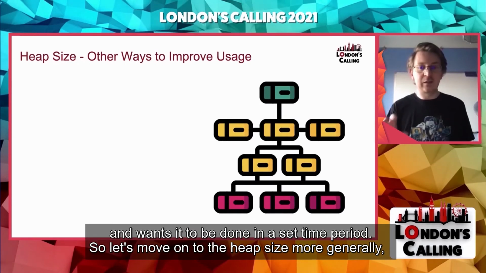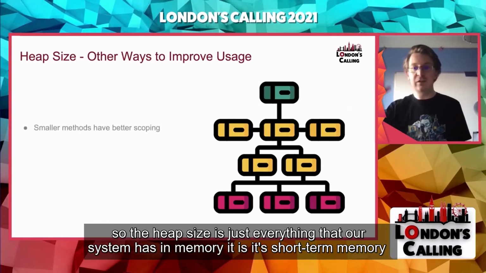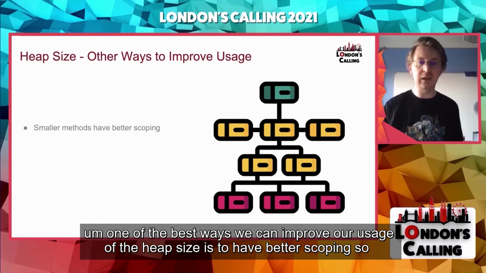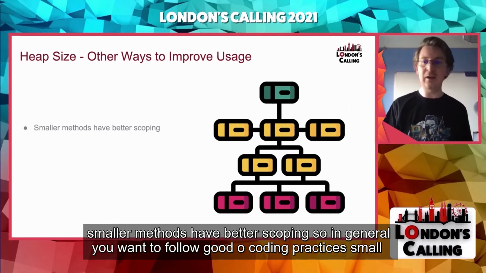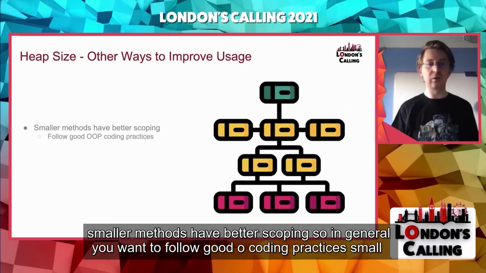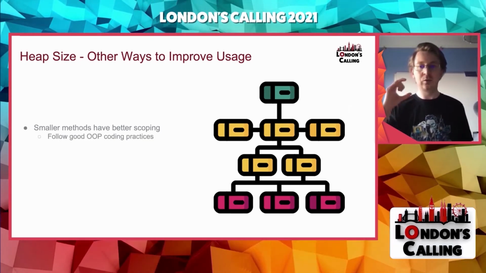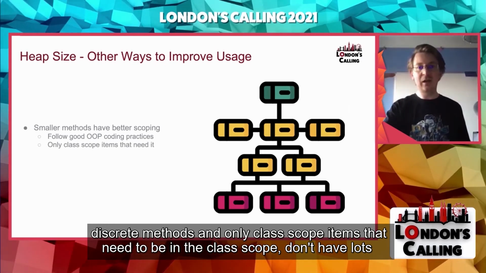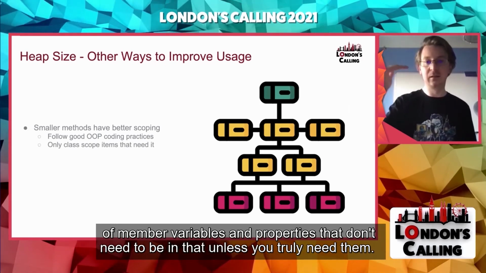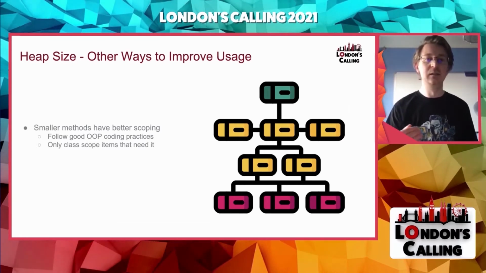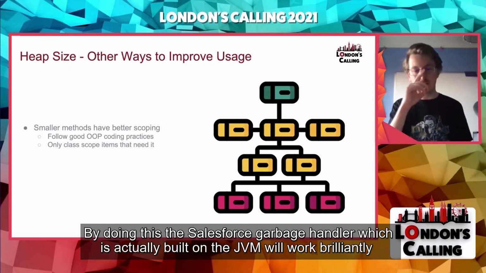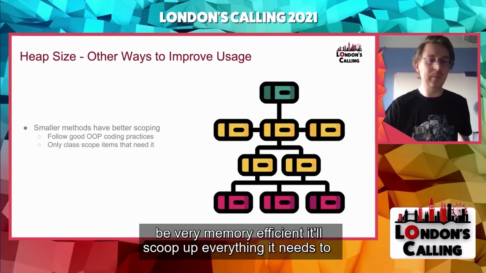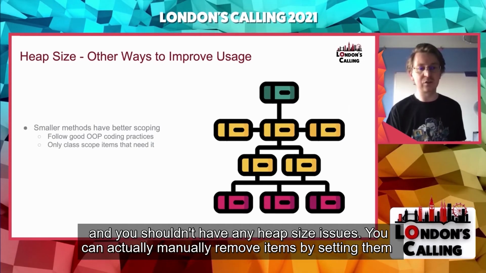So let's move on to the heap size more generally. The heap size is just everything that our system has in memory. It is its short-term memory. One of the best ways we can improve our usage of the heap size is to have better scoping. Smaller methods have better scoping. So in general, you want to follow good OO coding practices: small, discrete methods and only class-scope items that need to be in the class scope. Don't have lots of member variables and properties unless you truly need them. By doing this, the Salesforce garbage handler, which is actually built on the JVM, will work brilliantly, be very memory efficient, scoop up everything it needs to, and you shouldn't have any heap size issues.